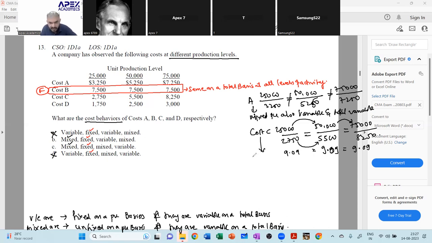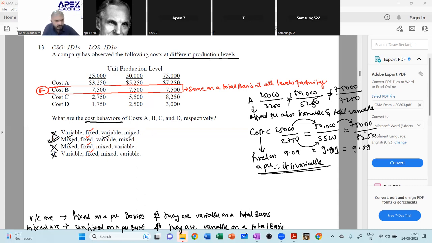So cost C is fixed on a per unit basis. Therefore, it is variable. Cost C is a variable cost. Automatically, this is correct. And this option is also ruled out. So your answer is option number B.